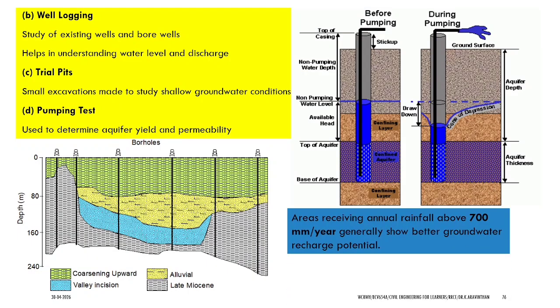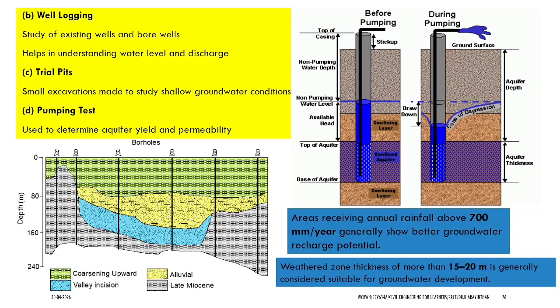Next thing, areas that receive annually less than 700 mm rainfall a year, it is better to do a recharge potential test, that is a pumping test, and proceed. Weathered zones of thickness 15 to 20 meter.